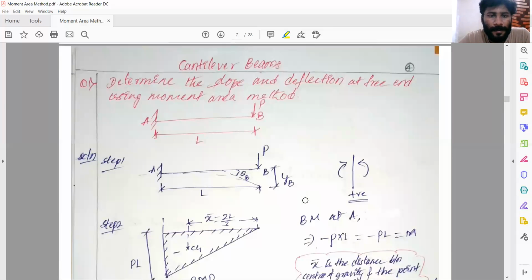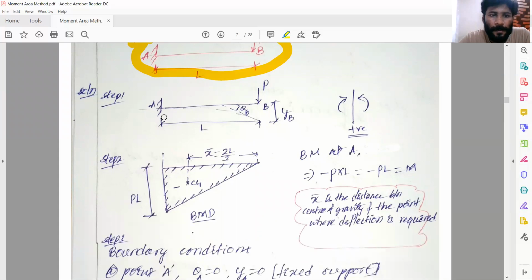Let us see the problems on cantilever beams. Problem number 1: determine the slope and deflection at the free end using the moment area method. The problem is given here, a cantilever beam subjected to a point load at the free end. We want to find the slope and deflection at the free end. Let us rewrite the diagram. This is again the same given problem. Whenever the cantilever is subjected to loading, this is how it bends. I'm drawing the curve here, this is an arching shape. That's why it's a negative bending moment.